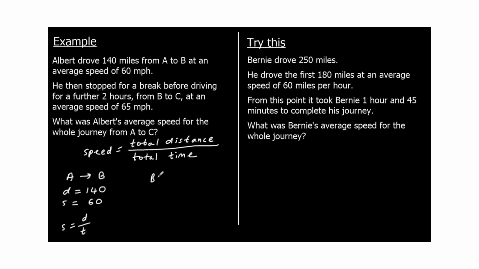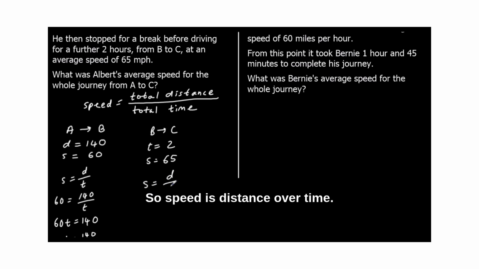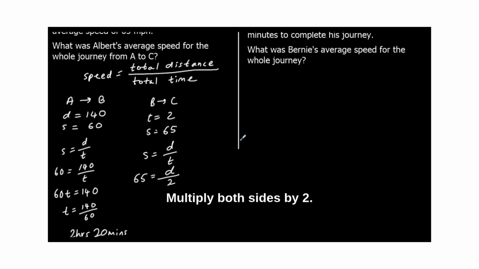From B to C, we're told it's 2 hours. So the time is 2 hours. And the speed is 65 miles per hour. But we don't know the distance. So speed is distance over time. So speed is 65. We're working out the distance, and time is 2. So to find the distance, multiply both sides by 2. 2 65s is 130. So 130 miles from B to C.